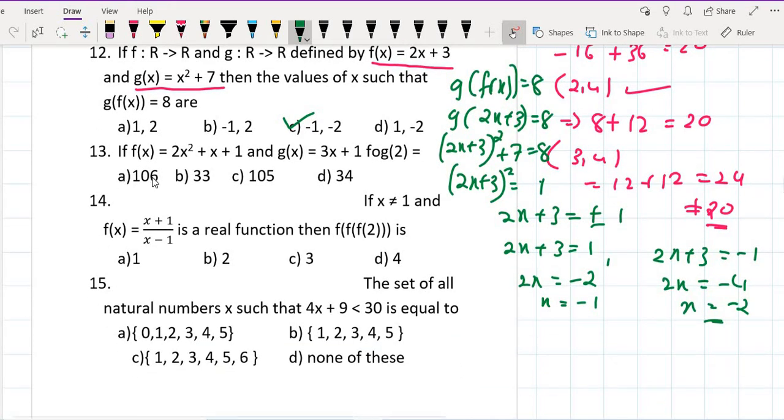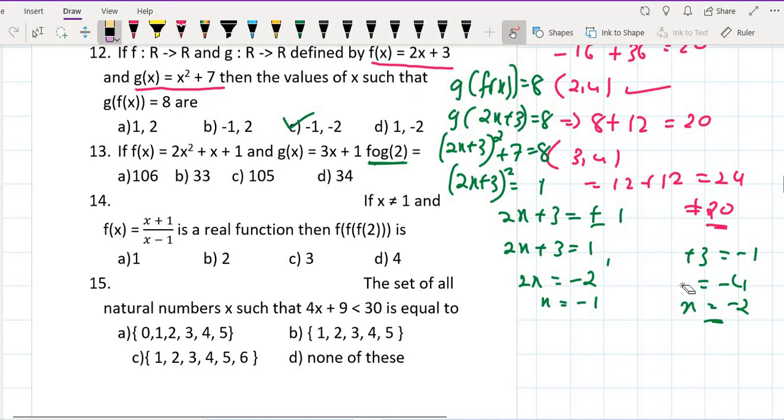Next, consider the 13th question. f of x is equal to 2x square plus x plus 1. g of x is equal to 3x plus 1. The question is, you have to calculate f composite g of 2. So this is a composite function. You know how to simplify that, right? So how to simplify that?